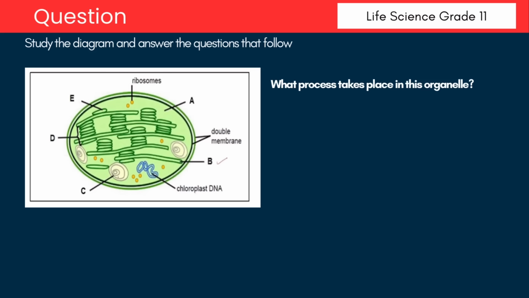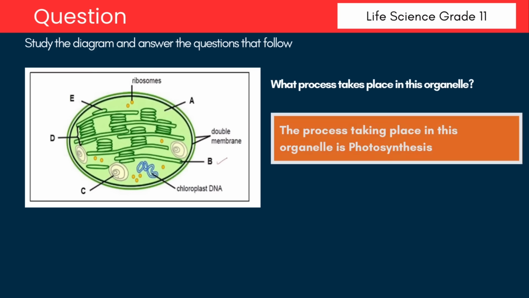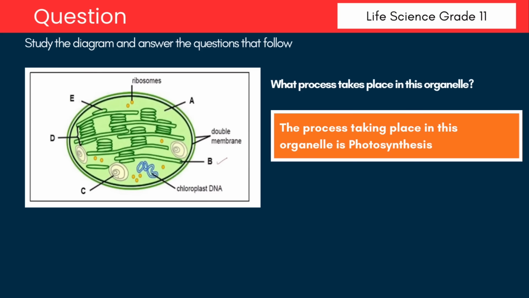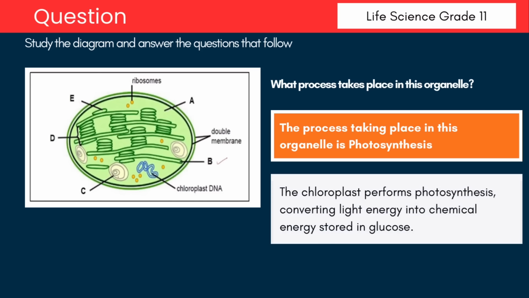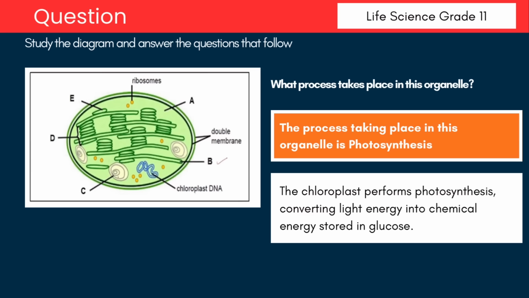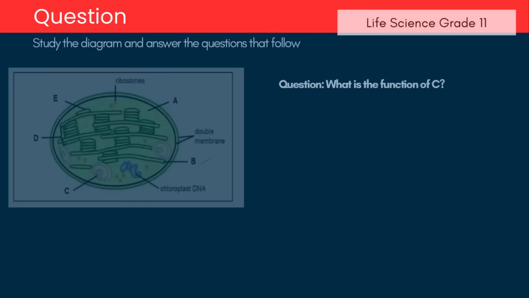Question: what process takes place in this organelle? The process taking place in this organelle is photosynthesis. The chloroplast performs photosynthesis, converting light energy into chemical energy stored in glucose.